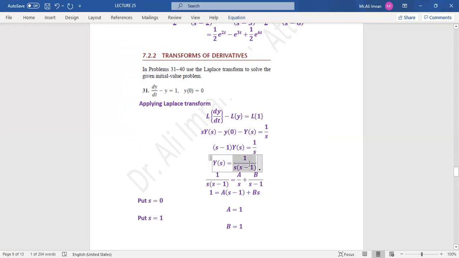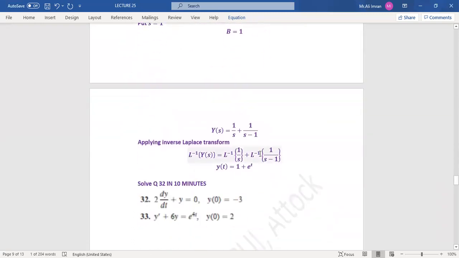We cannot directly solve this. We will simplify this with the help of partial fractions. 1 divided by s into s minus 1 is equal to a divided by s plus b divided by s minus 1. If we simplify this further, we will have 1 is equal to a into s minus 1 plus b into s. If we put s is equal to 0, we will have a is equal to minus 1. If we put s is equal to 1, we will have the value of b equal to 1. Using these values of a and b in the above equation, we will have capital Y of s equal to 1 divided by s plus 1 divided by s minus 1.